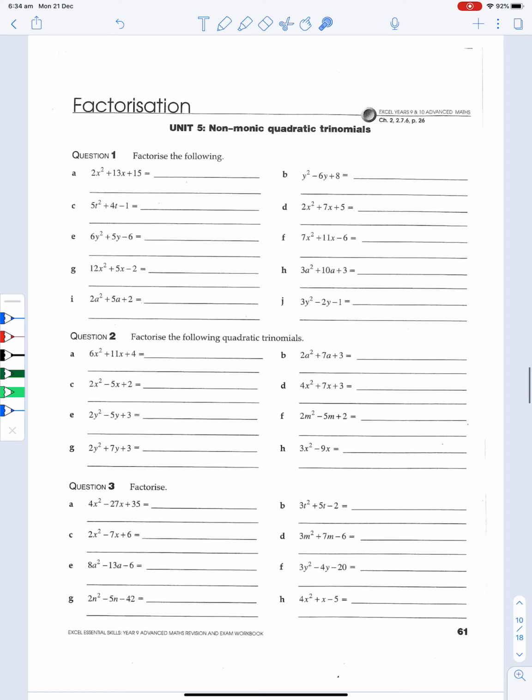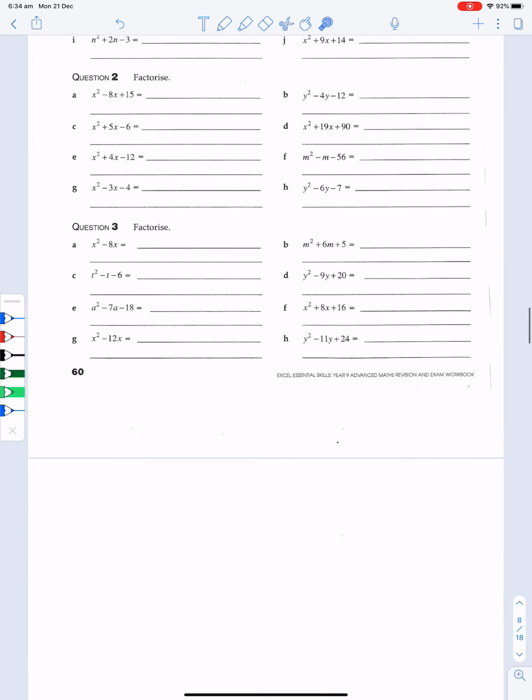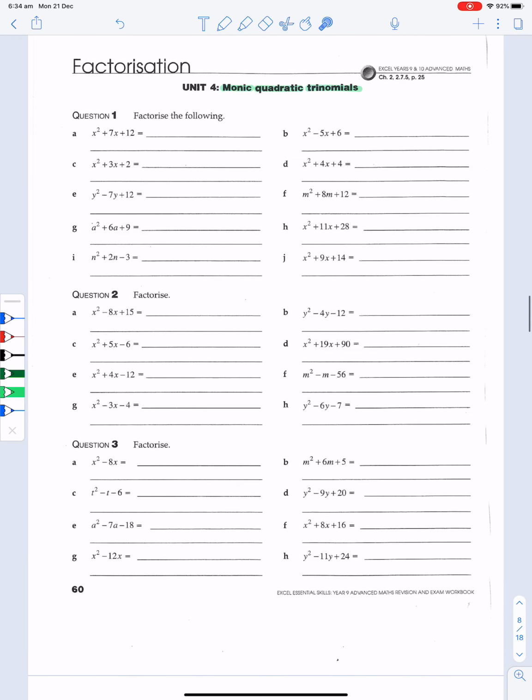Just quickly, I'll show you the next page. These are called non-monic because in question 1, for example, you can see there's a 2 in front of the x squared, there's a 5 in front of the t squared, there's a 6 in front of the y squared, etc. So that's what monic means.